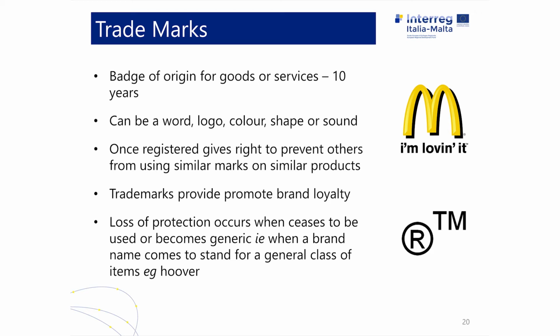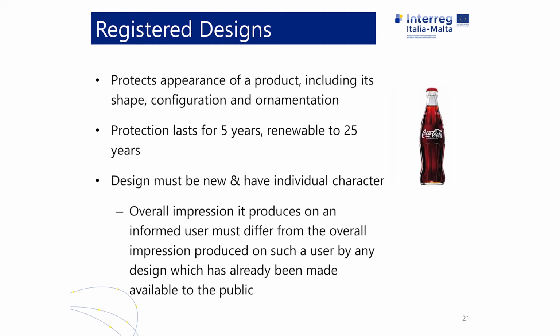Trademarks, once registered, give rights to prevent others from using similar marks on similar products, and they promote and provide brand loyalty. A loss of protection occurs when the trademark ceases to be used or becomes generic. For example, when a brand name comes to stand for a general class of items. For example, the name Hoover was the name of the manufacturer, but it's now used in general terms to mean a vacuum cleaner.